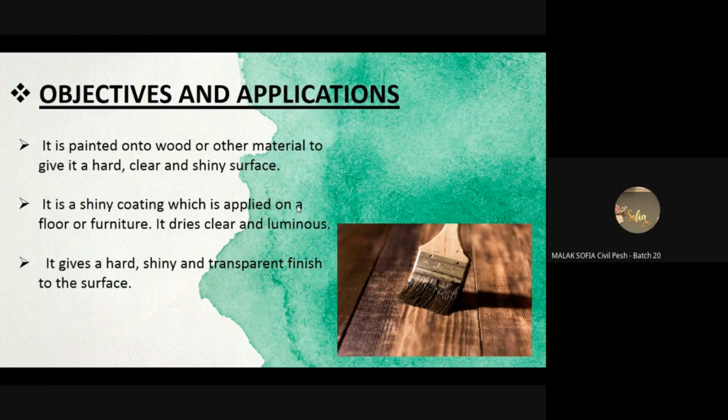Hard surface means it resists wear and tear. Clear means it will be shiny, clear, and light attracting. It is a shiny coating which is applied on a floor or furniture. It dries clear and luminous. When it dries, it leaves a shiny surface, applied on floor or furniture or any wooden surface. Luminous means bright, and when it just dries, it is very bright. It gives a hard, shiny, and transparent finish to the surface.